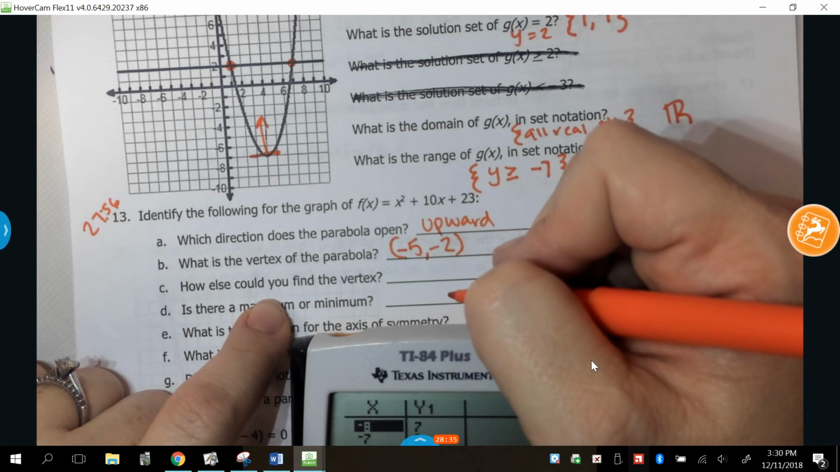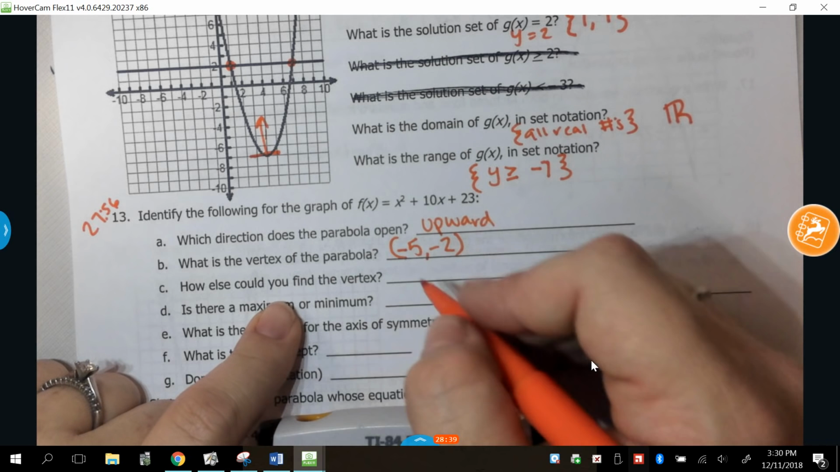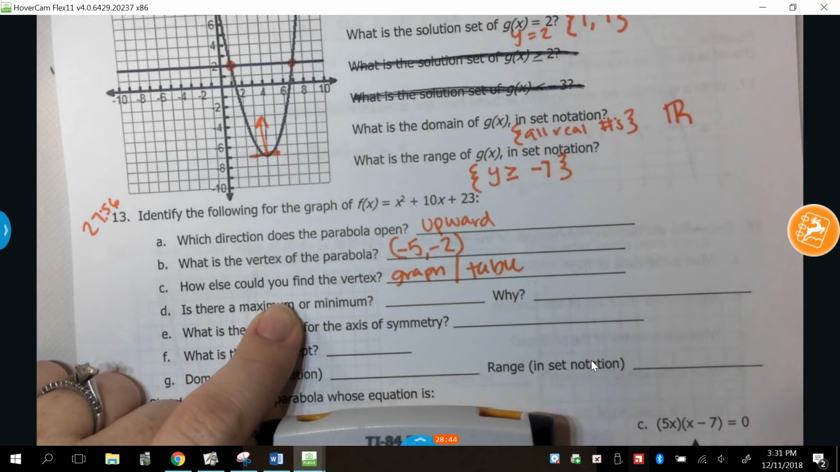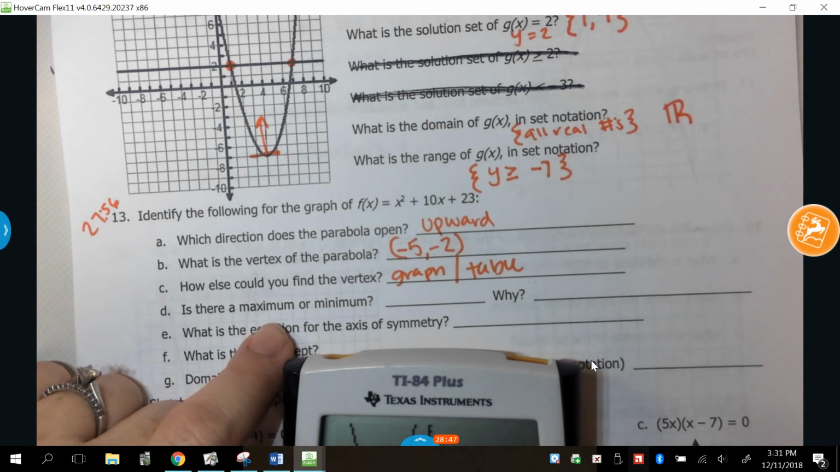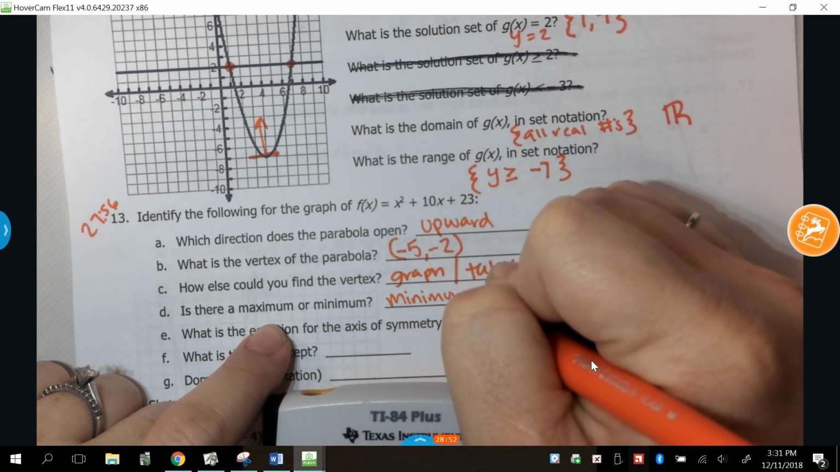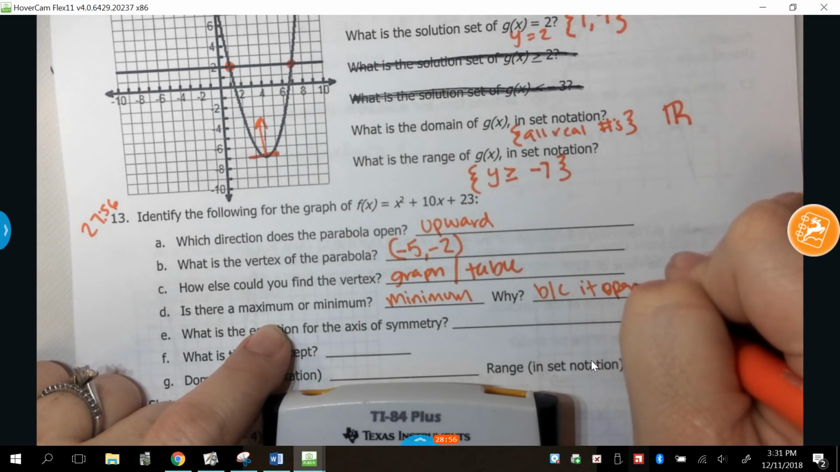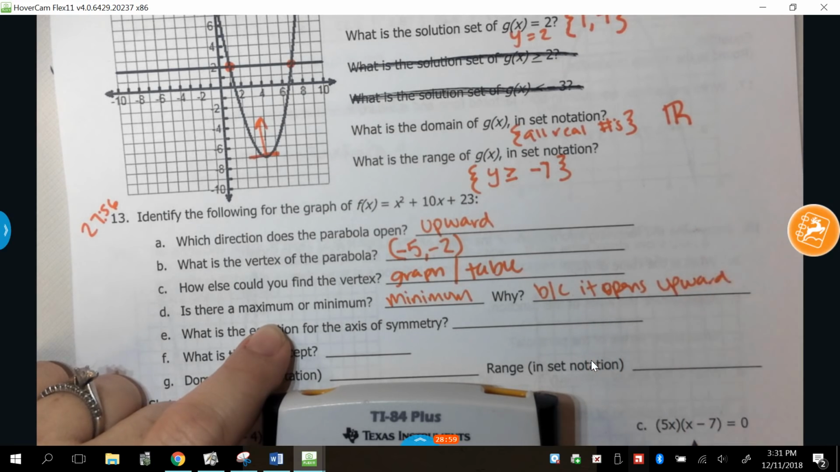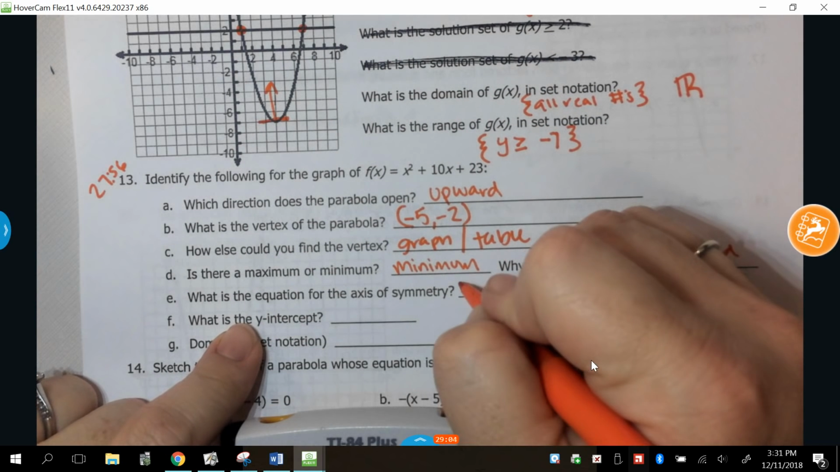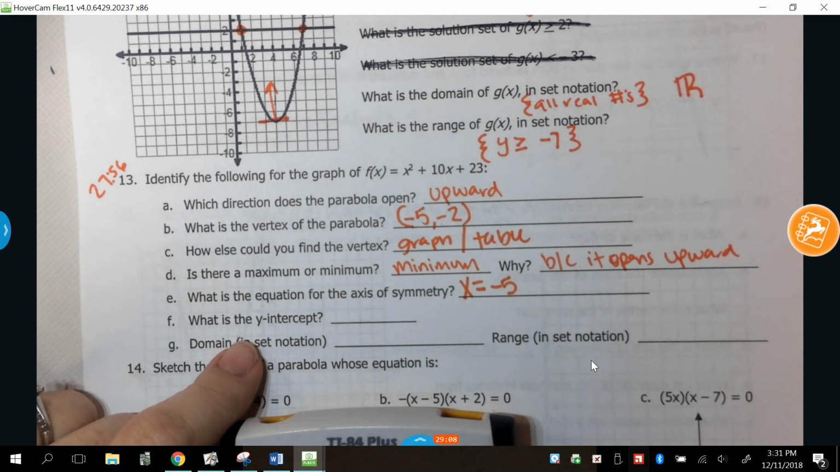How else could you find the vertex? I mean, graph, table, however, whatever is easiest for you. Now, does this have a maximum or a minimum? This has a minimum because it opens upward. What is the equation for the axis of symmetry? Remember, axis of symmetry is the x of your vertex. X equals -5.